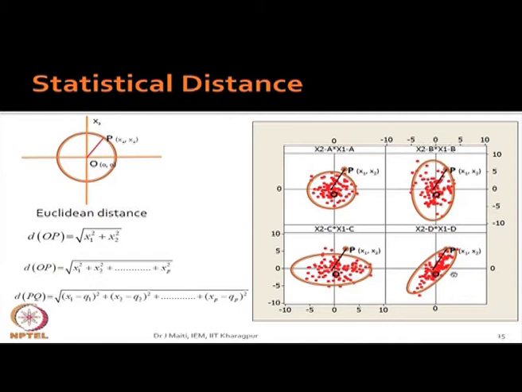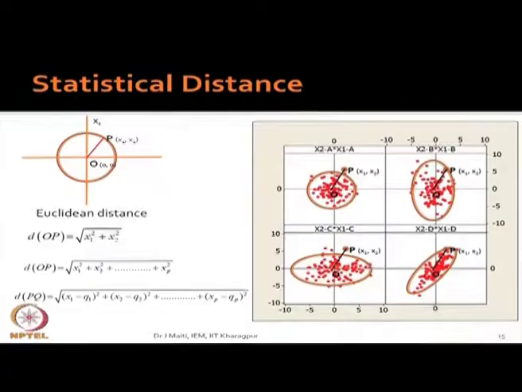There we will see that if they are highly correlated, what is the need of measuring so many variables? Can we not measure a smaller number of variables? That we will discuss. Okay.